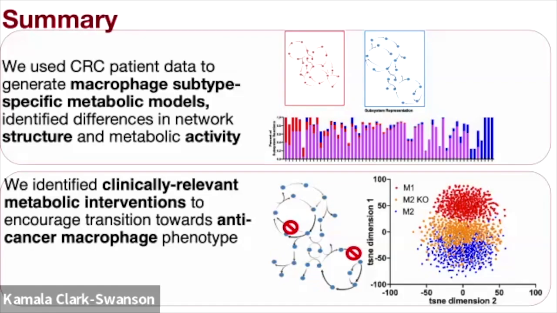And so in conclusion, we use these M1 and M2 specific macrophage data from patients to generate these condition-specific models. Then we identify differences in their structure and behavior. And then we can use this to generate hypotheses to encourage a shift towards an anti-cancer phenotype.